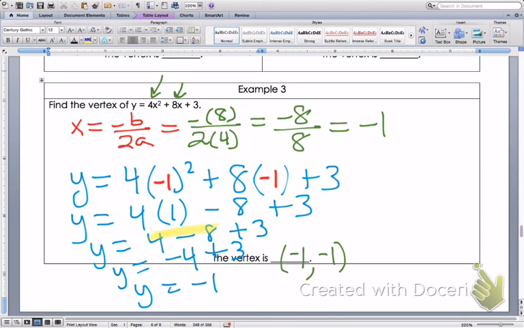And this is a way to find the vertex without having to factor, and when your equation is not factorable. All right, go ahead and start the practice. Good luck.